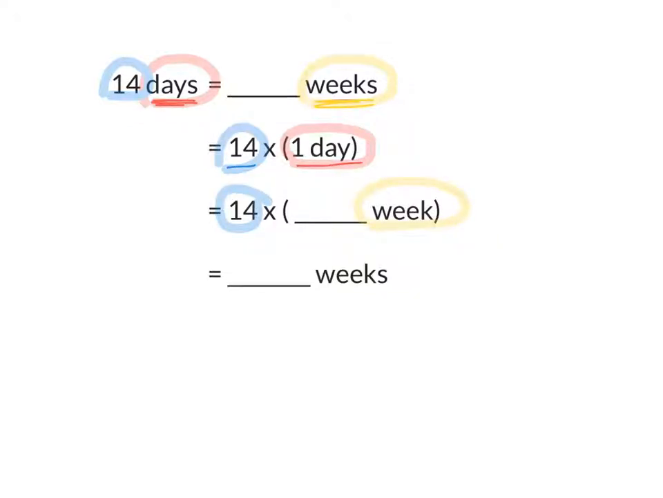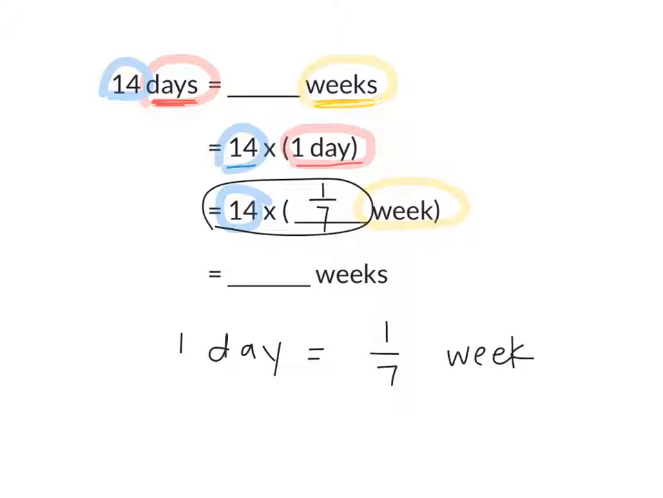Everything in the parentheses needs to be equal. Because we have 1 day in the parentheses, we need that to be equal to what's down here. So 1 day, let's think to ourselves, is equal to how many weeks? 1/7. So what needs to go in the parentheses there? 1/7 of a week. Now we need to multiply. We need to do 14 times 1/7.